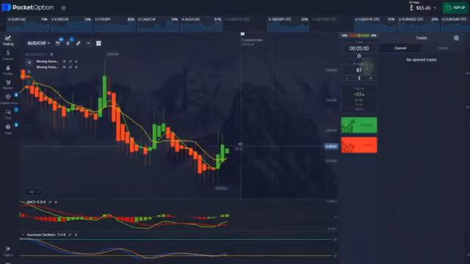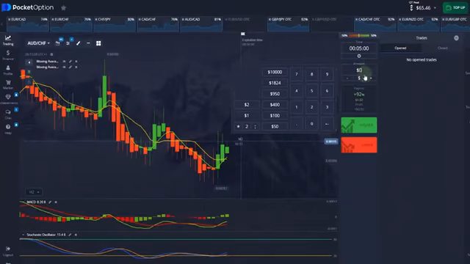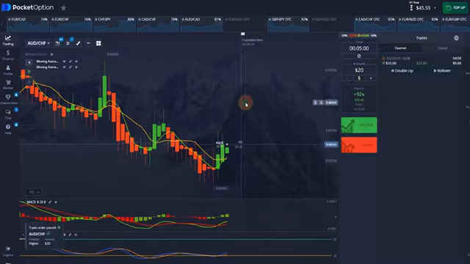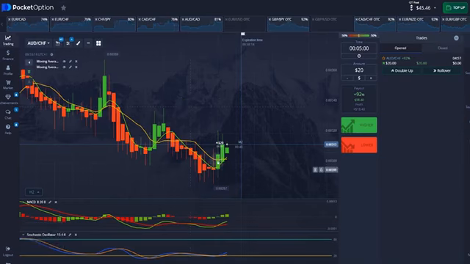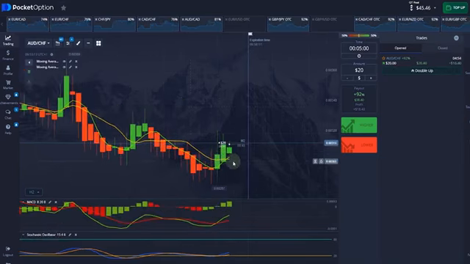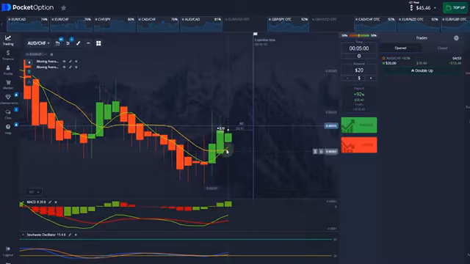So guys, we've gotten a strong buy opportunity right here. So let's enter for $20 right here. If you've seen right here, what makes me enter this trade is really simple. As you can see, our moving average has crossed over right here.